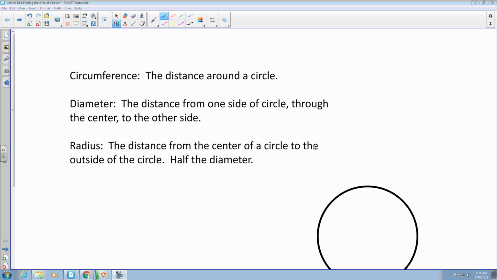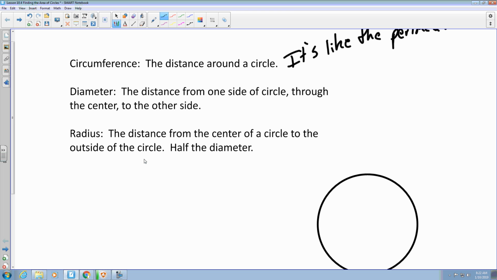Circumference is the distance around a circle. One way to identify what the circumference is with respect to something else is that it's another way of saying perimeter. So you have the perimeter of rectangles, you have perimeters of triangles, you have perimeters of other types of polygons. In this case, because of the curvature of a circle, they call it something else, so they call it the circumference.